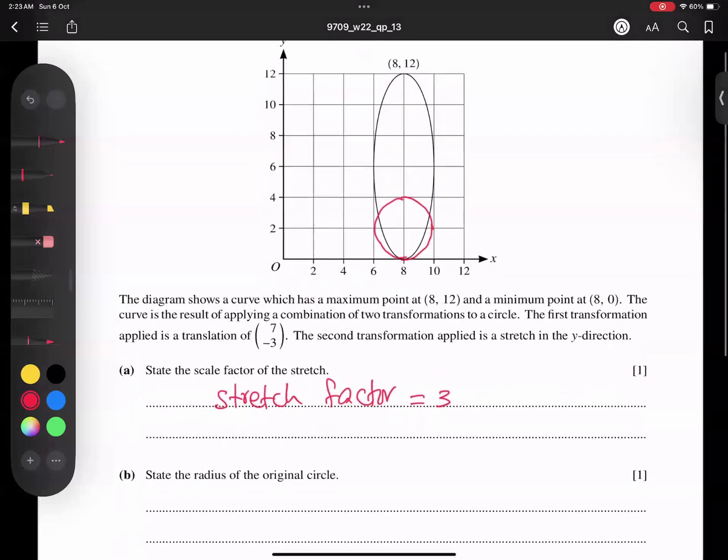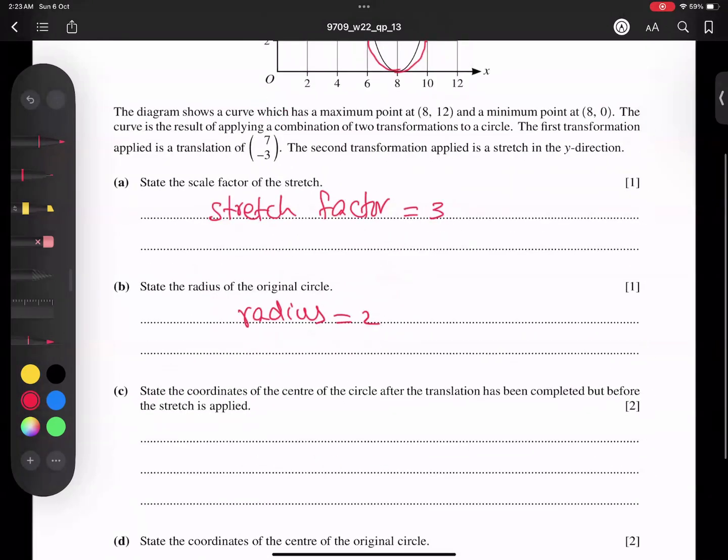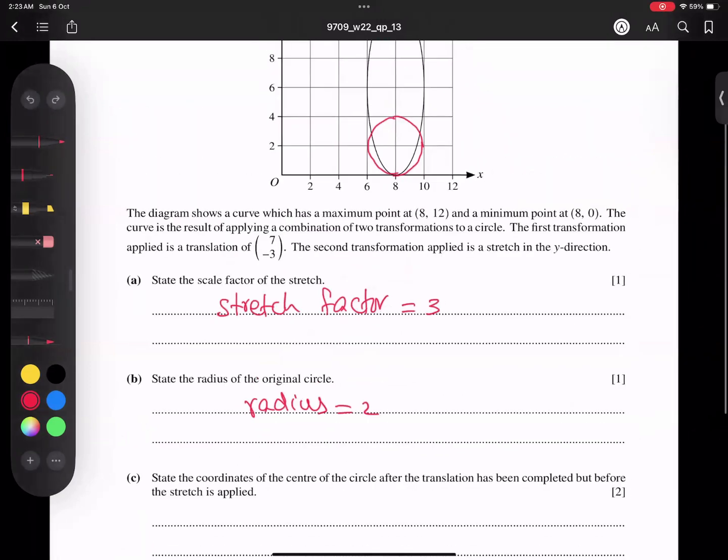Then he asks to find the radius of the original circle. So naturally this is 2, so the radius is 2. Next, find the coordinates of the center of the circle after the translation has been completed, before the stretch is applied. So this is before the stretch is applied. And what is the center of the circle? 8, 2.